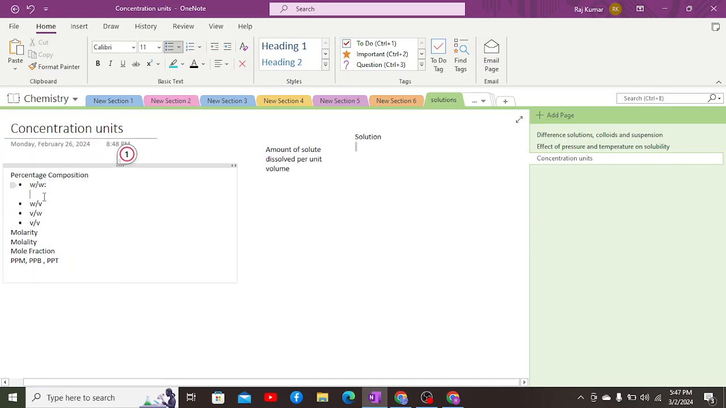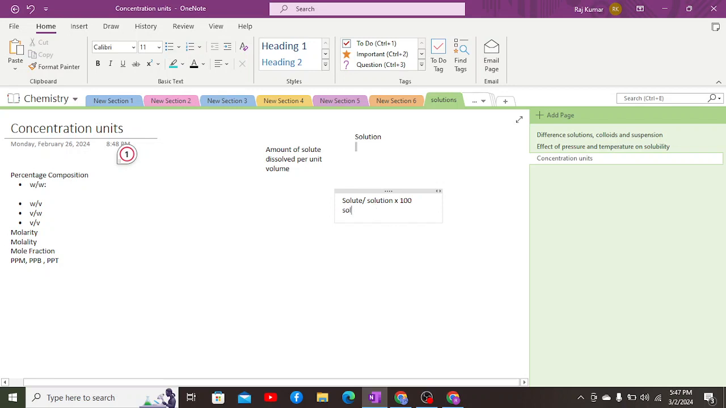percentage composition. The first is weight by weight composition. Whenever we take a percentage, what we actually do is take the obtained number out of the total number and multiply it by 100 in order to get the percentage. So in that way we are going to do the same: solute divided by solution, into 100, which gives us the percentage composition.